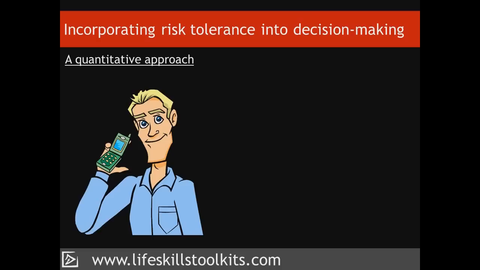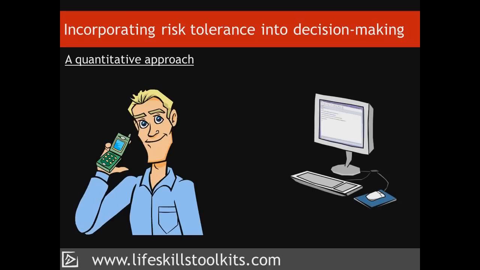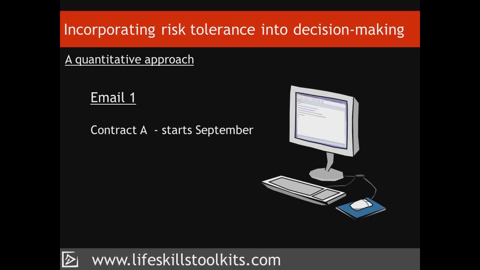Just as he's about to make a call to accept contract B, John receives 2 emails. The first, from the company offering contract A, informs him that the contract starts next month, September. John's contact explains that there have been a couple of issues with getting the project off the ground, however, it's very likely that the project will start on time. Confident that he's already made the right decision, John opens the email about contract B. After reading it, John's glad that he hadn't yet made the call.